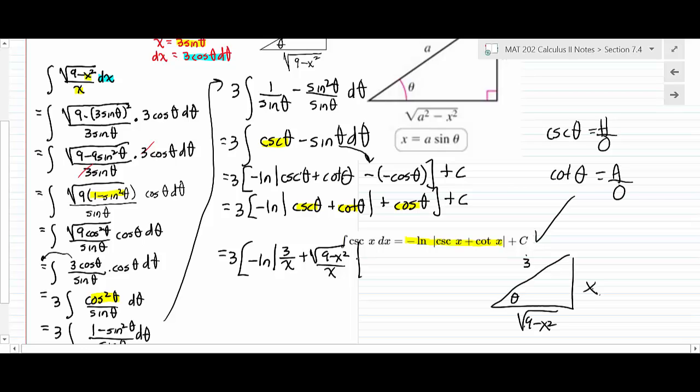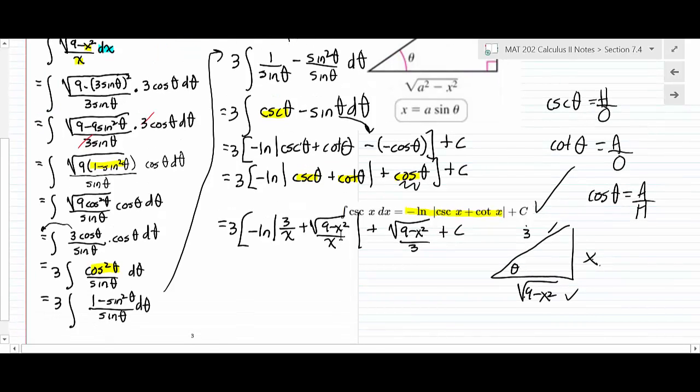And then we've got to have the cosine. So we're doing the cosine. Cosine of theta is adjacent over hypotenuse. Adjacent is this, hypotenuse is 3. So that's going to be plus square root of 9 minus x squared over 3 plus c, and then I'll clean that up and see if that's the answer I'm supposed to get here. All right, now I'll just leave the negative.